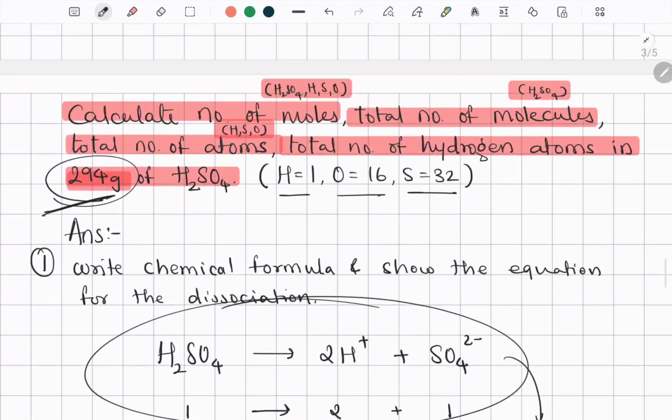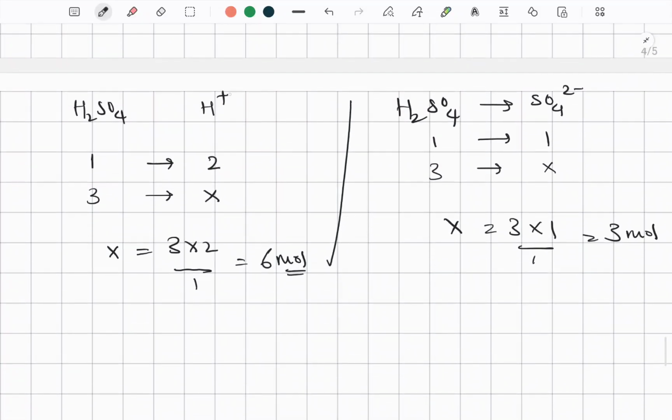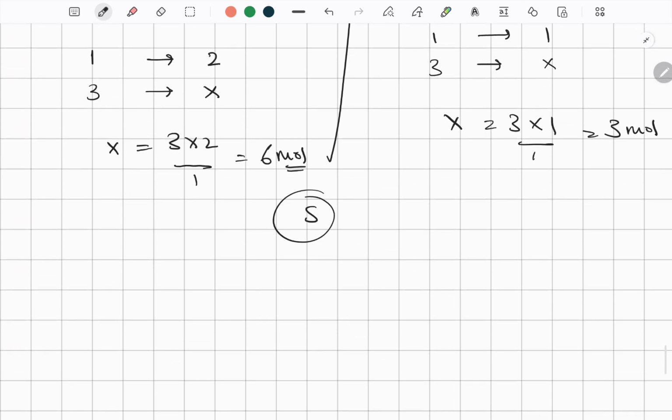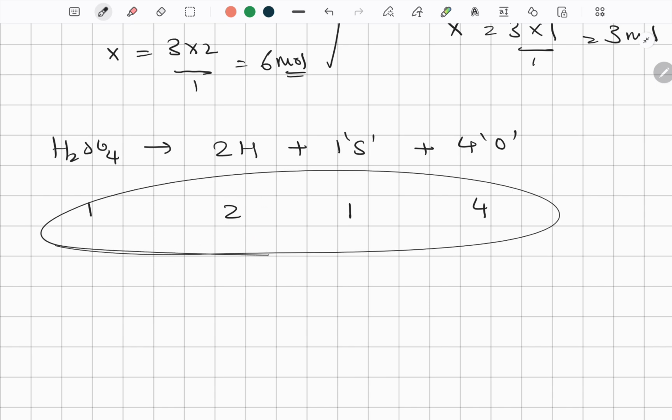Okay, sir, are we finished? No. We just found the moles. Also let's see over here, we found this hydrogen and sulfate. If you want to proceed with the sulfur alone and oxygen alone, you can do that too. Similar to this question, one H2SO4 gives 2 hydrogen, 1 sulfur and 4 oxygen. Like this you have to do it. Similarly you can find the number of moles.